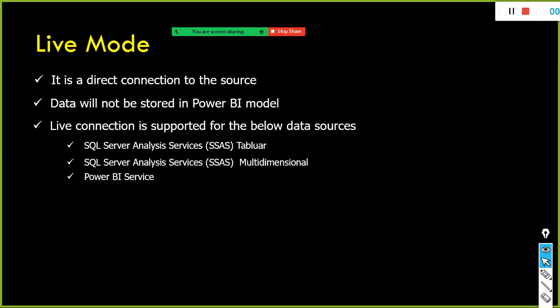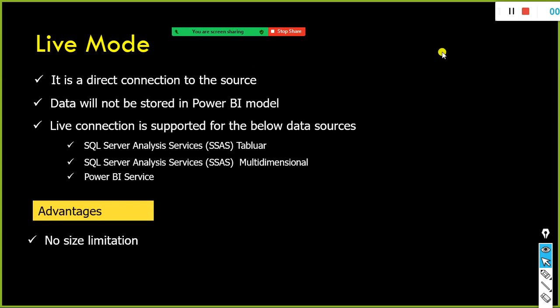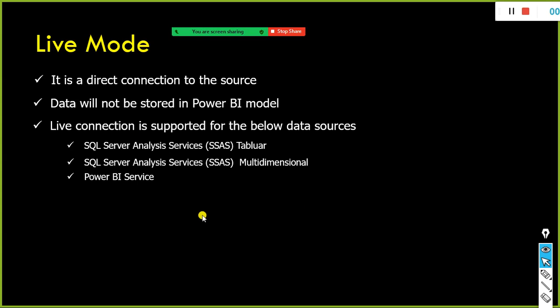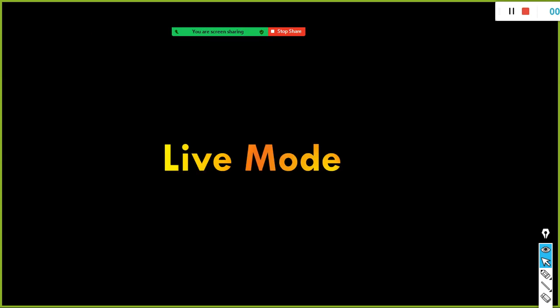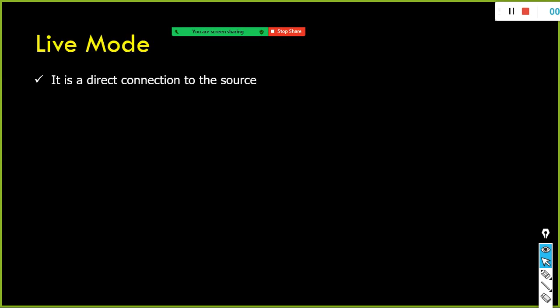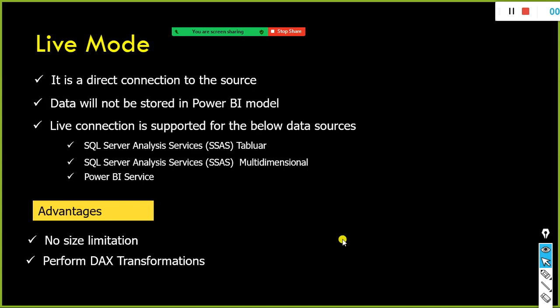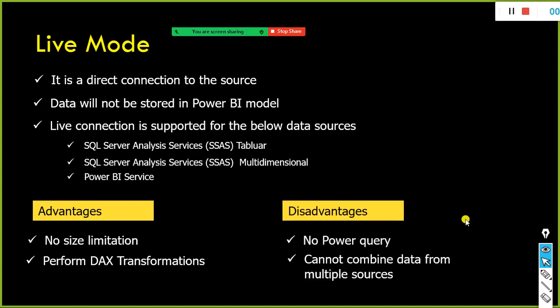The advantages are similar to the direct query mode. Here, it doesn't require any storage because you are directly connecting to the source. You can perform DAX transformations, and when it comes to live mode, you can use the majority of the DAX functions. The disadvantage is you don't have Power Query. You cannot do any data transformation once you connect the data in live mode. You cannot modify the data, you cannot clean the data, and also you cannot combine data from multiple sources.